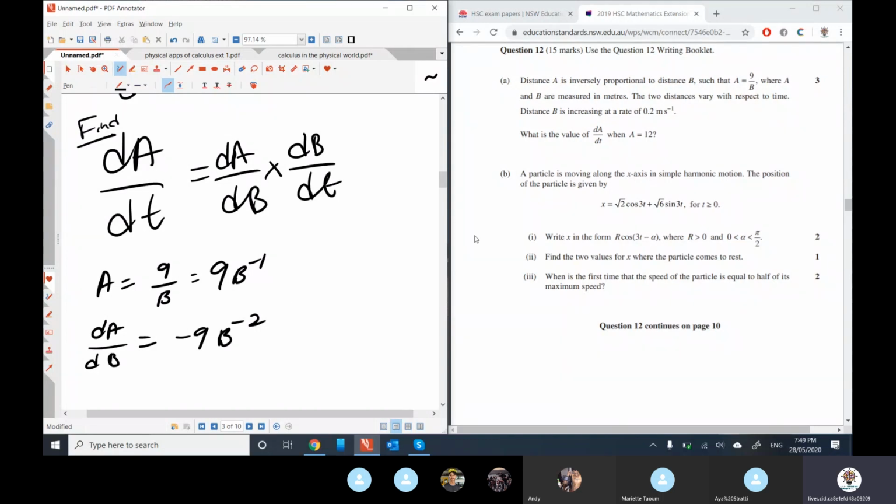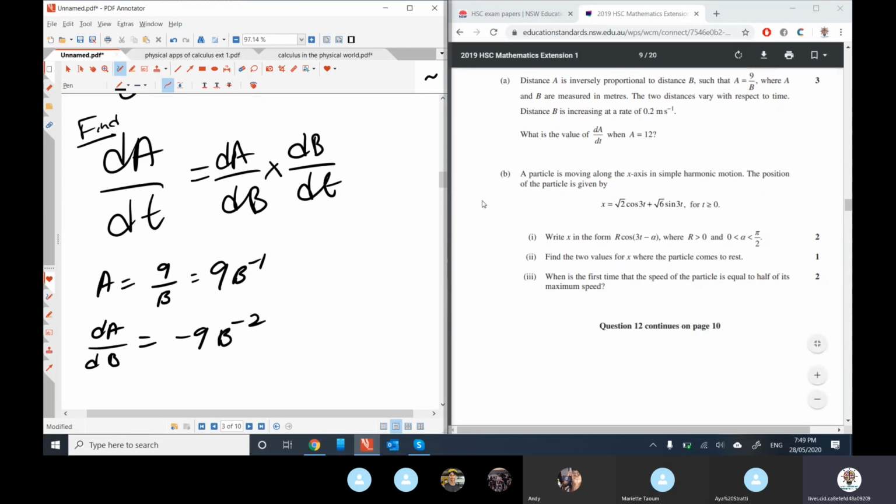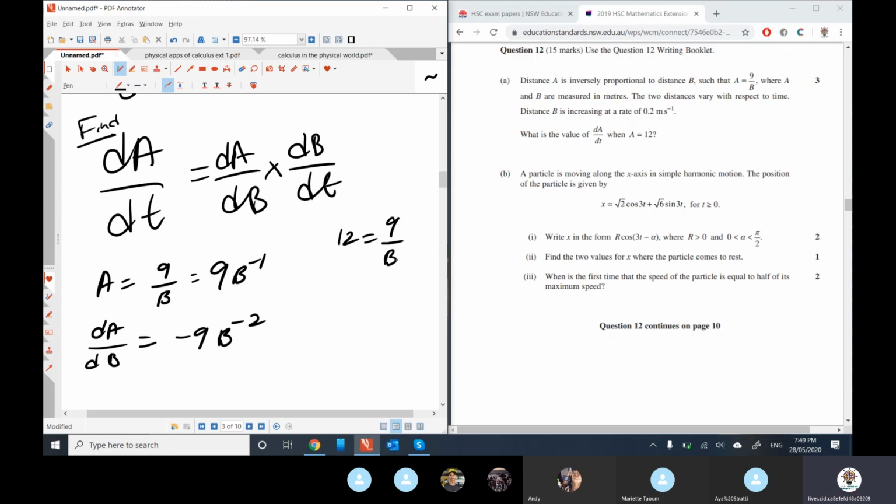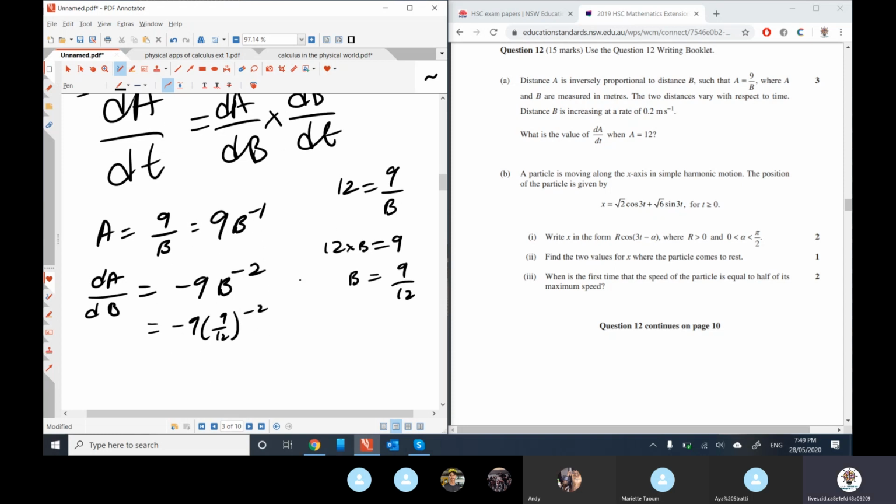What's the problem? It says A is 12. You've got to do what we just did before, where we place A as 12 and write 9 over B, 12 times B equals 9, B equals 9 over 12, sub it in, and it's just a matter of now multiplying it by dB/dt. You're done.